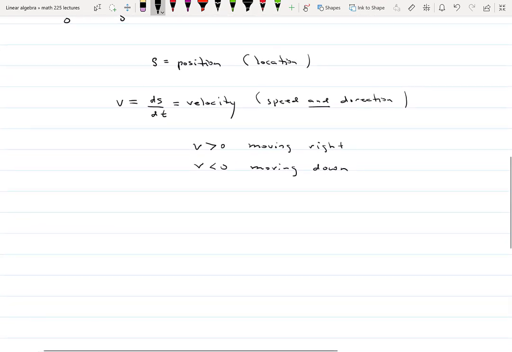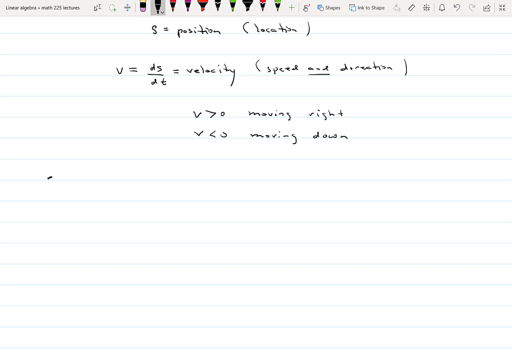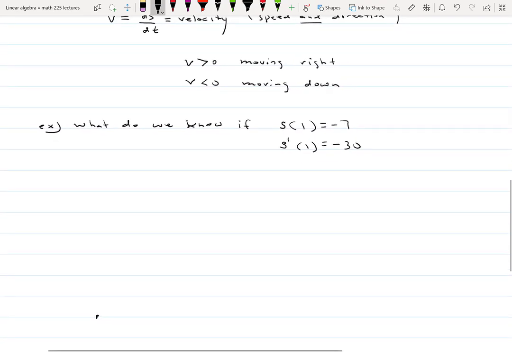Okay, so here's a real quick example. What do we know if, let's say, S(1) is negative 7, and S'(1) equals negative 30? We'll assume that time is in hours and distance is in miles. Okay, so what does this tell us?